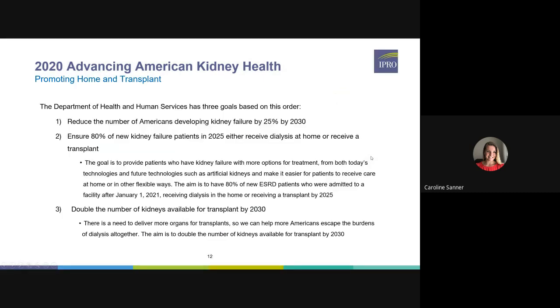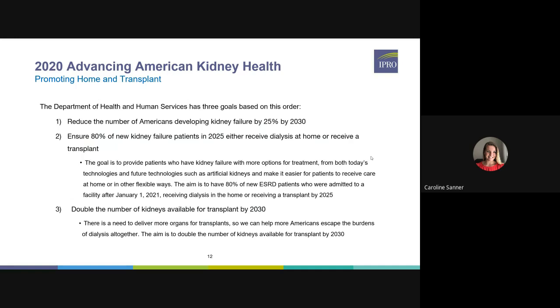The Department of Health and Human Services, who aided in the development of this executive order, have three main goals based on the order. The first goal is to reduce the number of Americans who develop kidney failure by 25% by the year 2030. The second goal is to ensure that 80% of new kidney failure patients in 2025 are either receiving dialysis at home or receiving a kidney transplant.